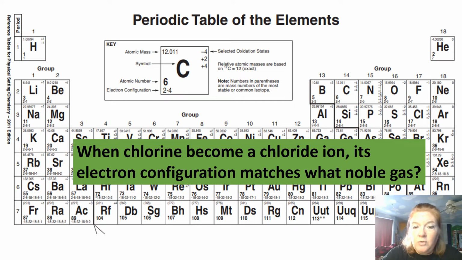What about when chlorine becomes a chloride ion? Its electron configuration will match what noble gas? Well, here's chlorine. It has 17 electrons as an atom. Its oxidation state is -1. That means it's going to gain 1 electron. So its electron configuration when it becomes an ion will match argon.